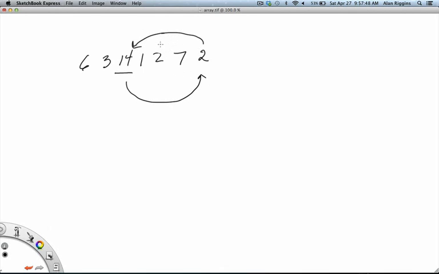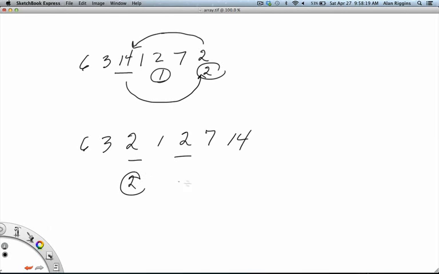We swap the 2 and the 14. We now have 6, 3, 2, 1, 2, 7, and 14. Notice that we have 2 2s here, but these have been flipped. These have been flipped because this is the first 2 and this is the second 2, but now this is the second 2 and this is the first 2.